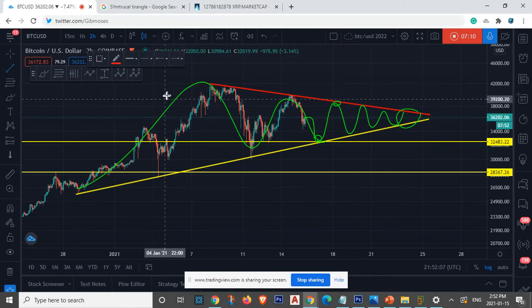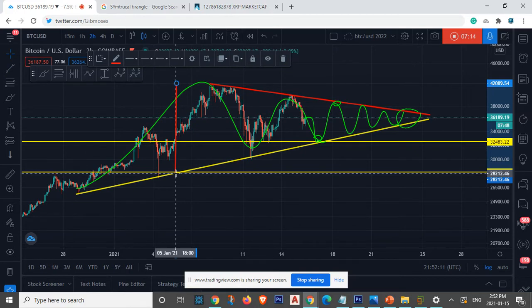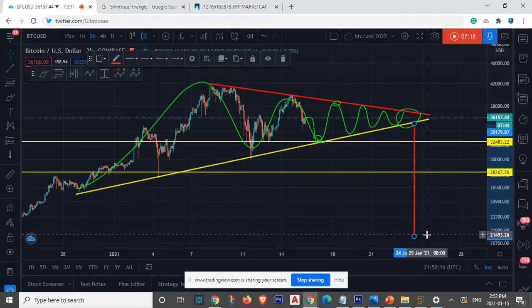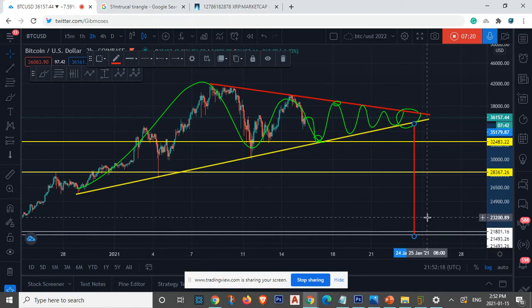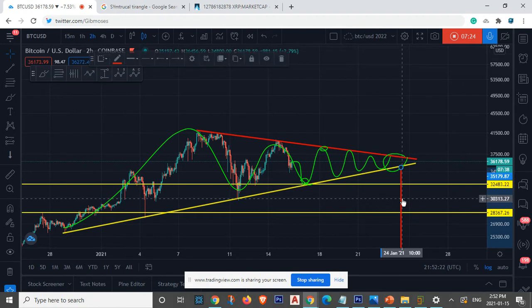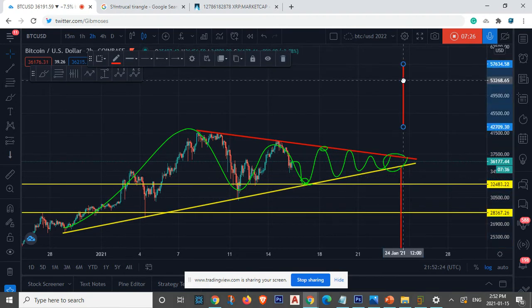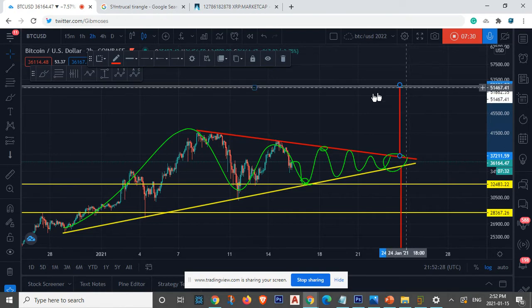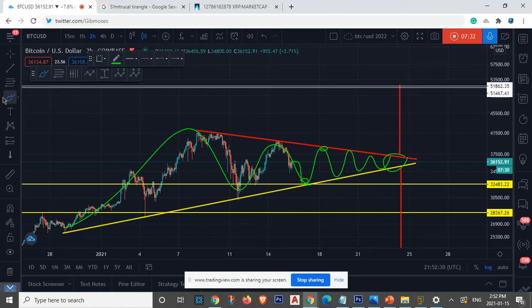And this breakout that's coming is not going to be a small move. It's going to be quite big. You're looking at about a retracement to the downside to 21,000, or you're looking at about 51,000. Okay, so whichever way it breaks.